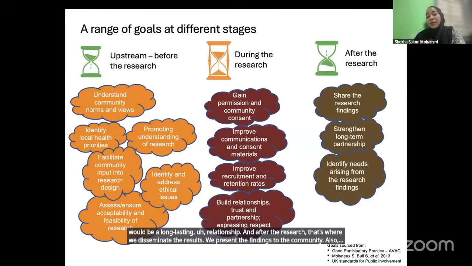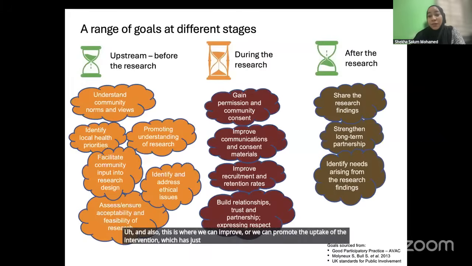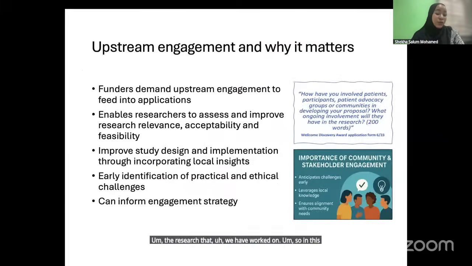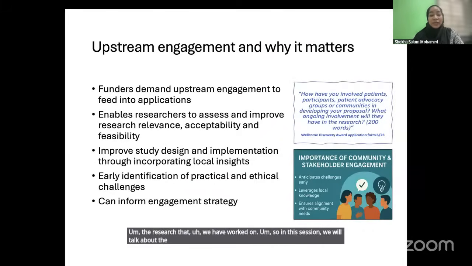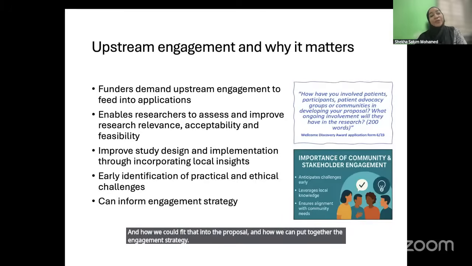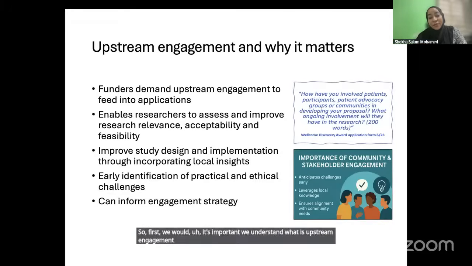Also, we leverage that long partnership that we have created through the research circle. And also, this is where we can improve or promote the uptake of the intervention, which has just been derived from the research that we have worked on. So in this session, we will talk about the engagement which might be conducted upstream, or before the research, and how we could feed that into the proposal, and how we can put together the engagement strategy. So first, it's important we understand what is upstream engagement and why it matters.